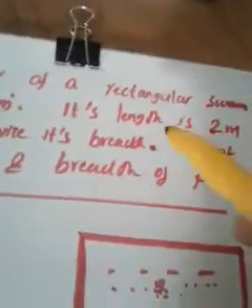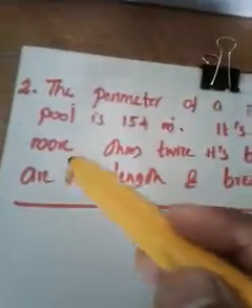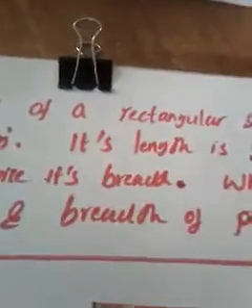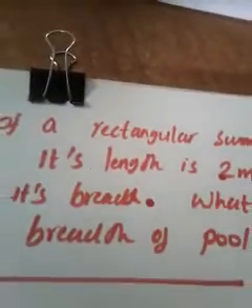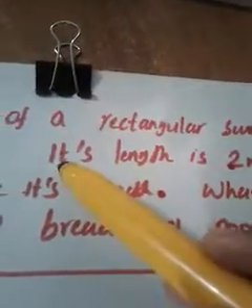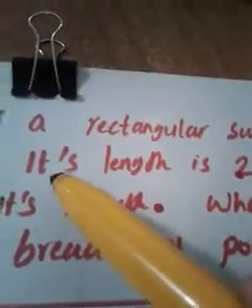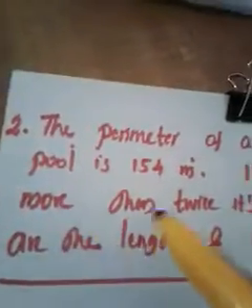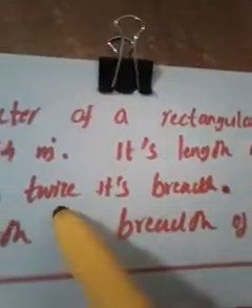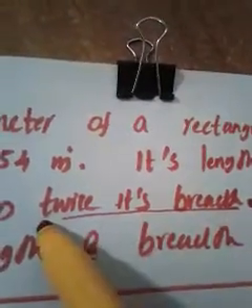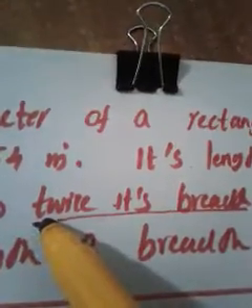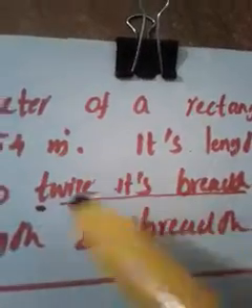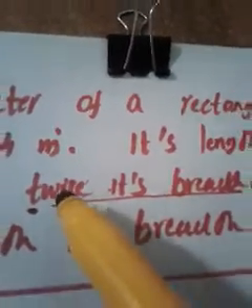And its length is 2 meter more than twice its breadth. Yes, you are in confusion. What is the meaning of that? I am with you now, so I will explain. Its length, it stands for that swimming pool. The swimming pool's length is 2 meter more than twice its breadth. What do you mean by twice its breadth? Twice stands for double. Thrice stands for 3 times. Twice stands for 2 times. Here it is twice, so that means 2 times.